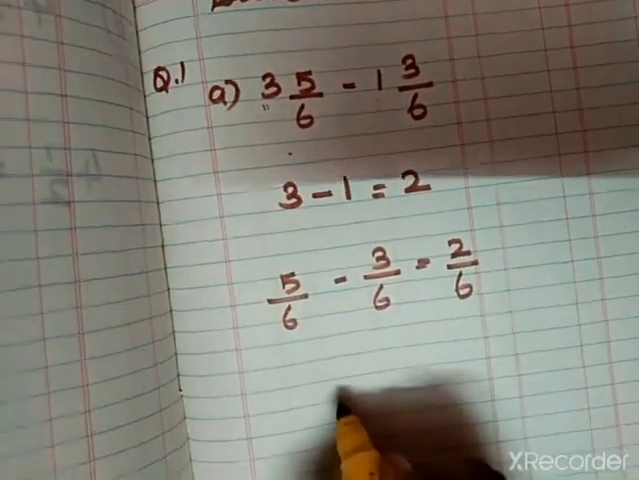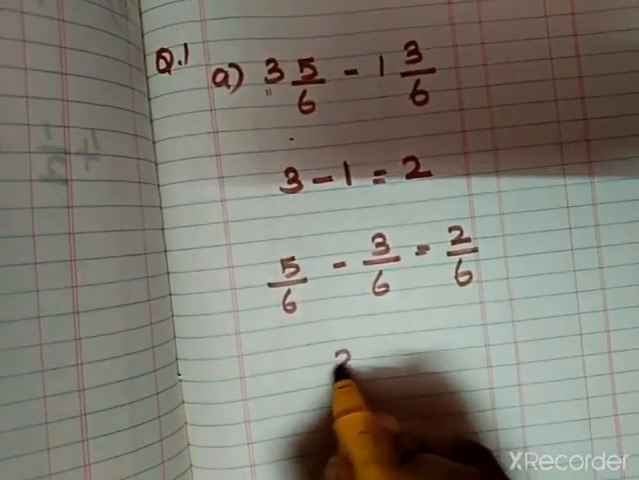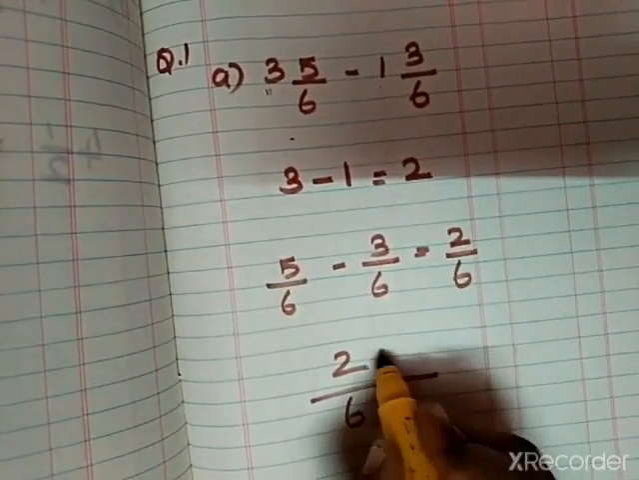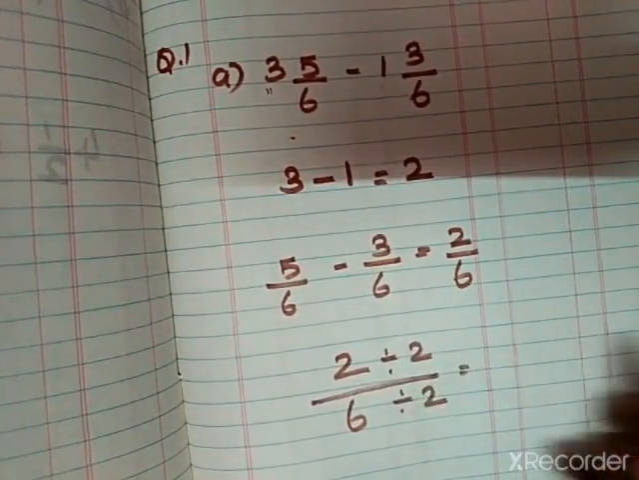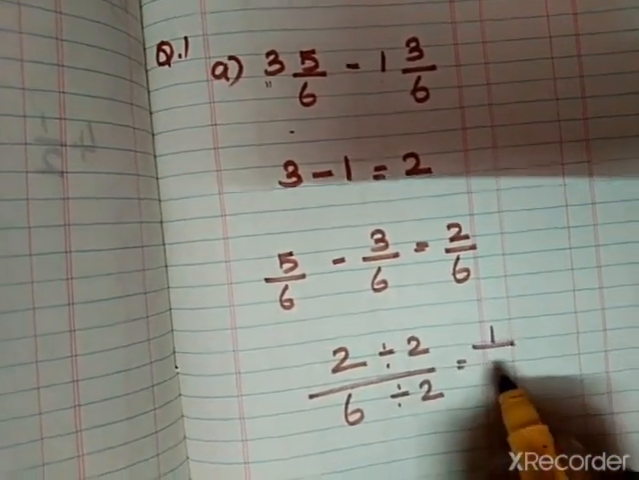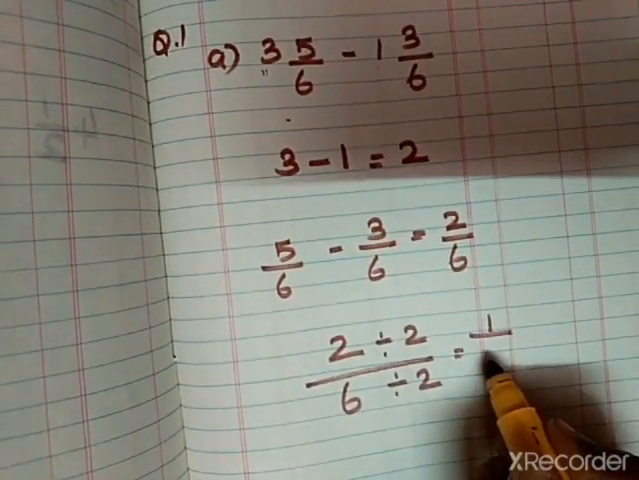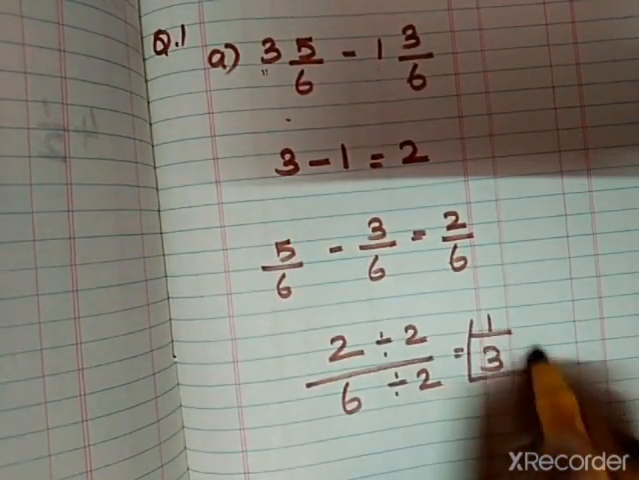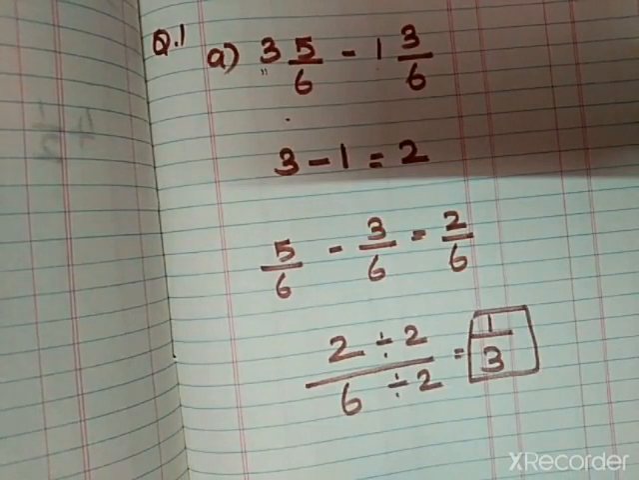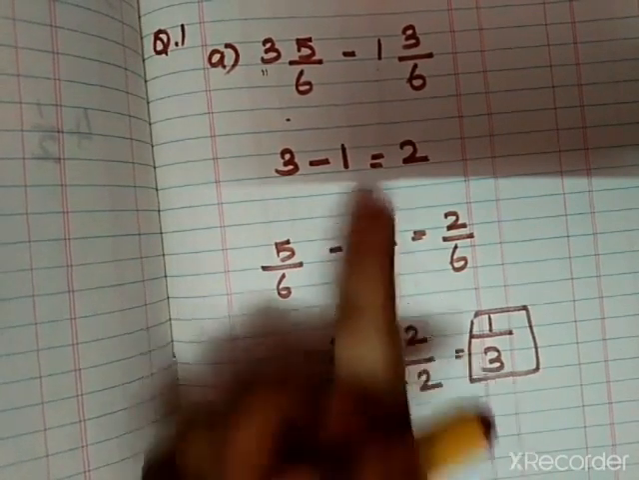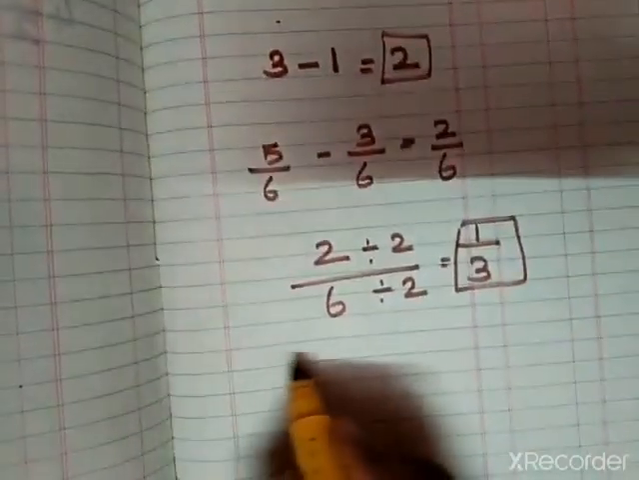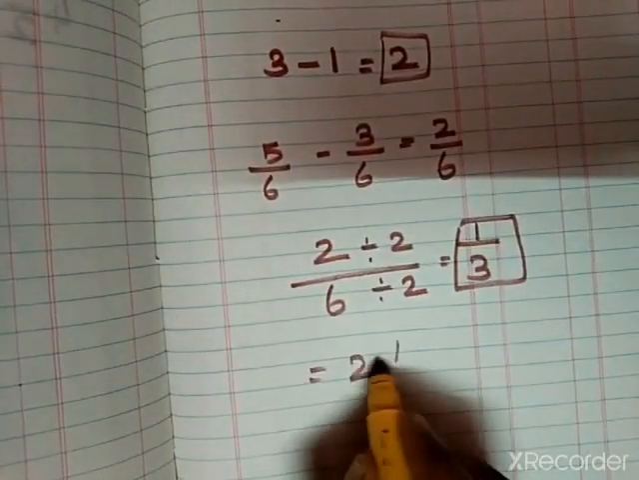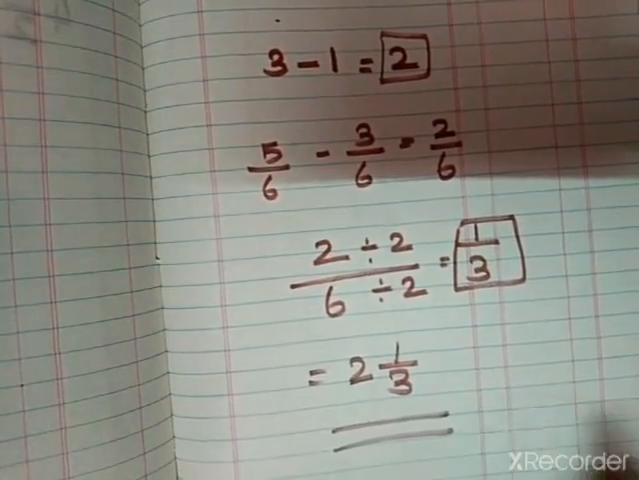You know how you are doing it. We have already discussed. So divide the numerator and the denominator of 2 by 6 using the HCF. So 2 divided by 2 we get 1 and 6 divided by 2 we get 3. So the lowest term of the fraction is 1 by 3. Now combine this fractional part and this whole number. So that gives you the answer as 2 1 by 3. So this is the answer.